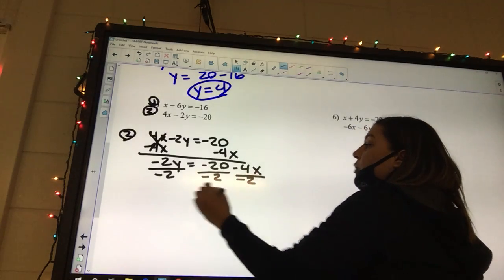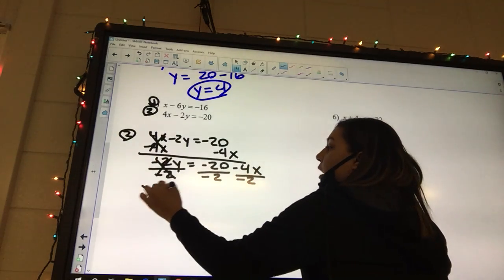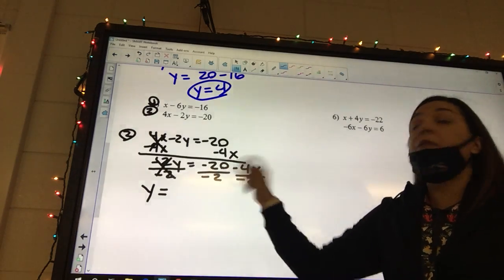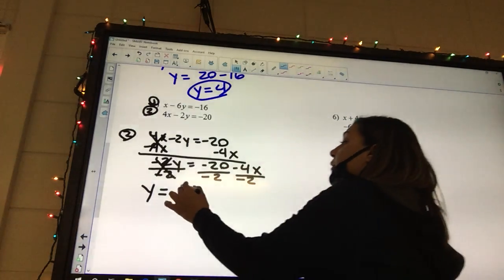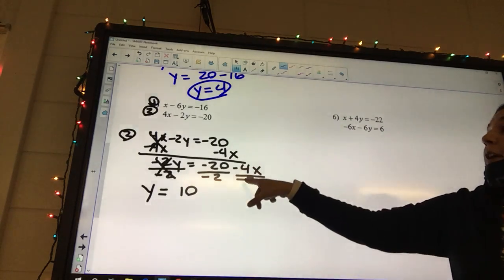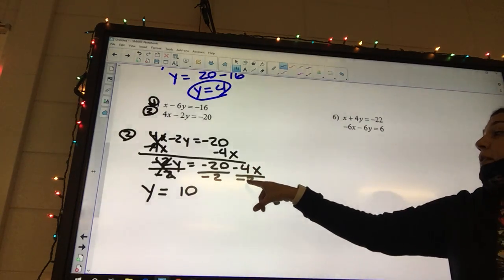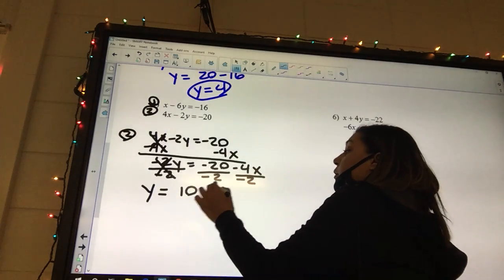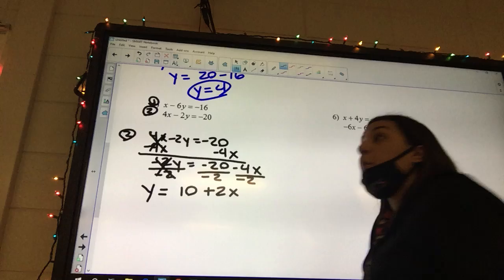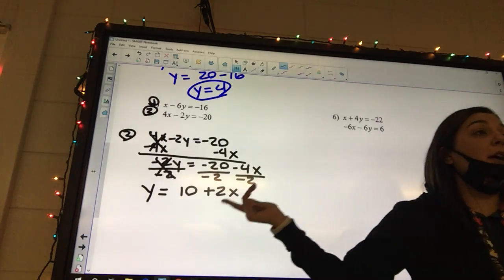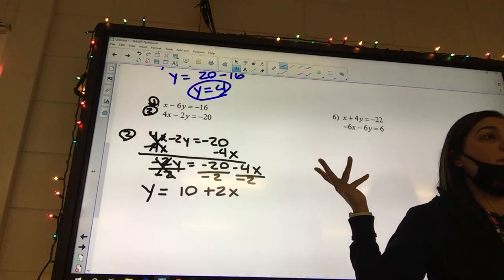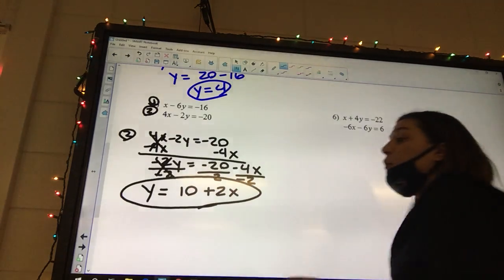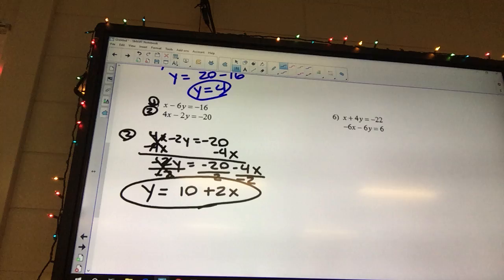Okay, and you're really dividing each piece by negative 2. So we got y equals negative divided by a negative is positive. 20 divided by 2 is going to give you 10. Negative divided by a negative is positive. 4 divided by 2, 2. So it's going to be plus 2x. Remember, once you solve for y, circle it. So then when you solve for x, you know where to plug it back into.